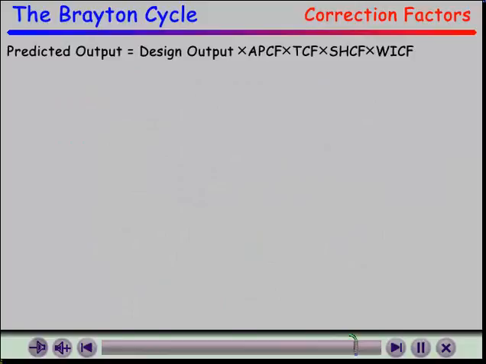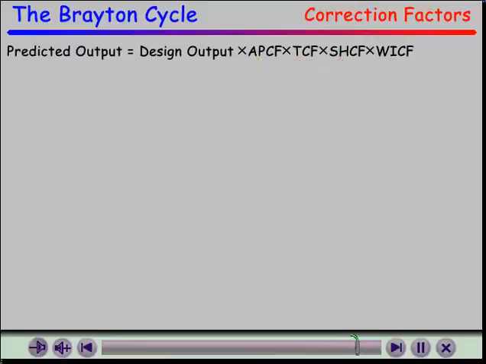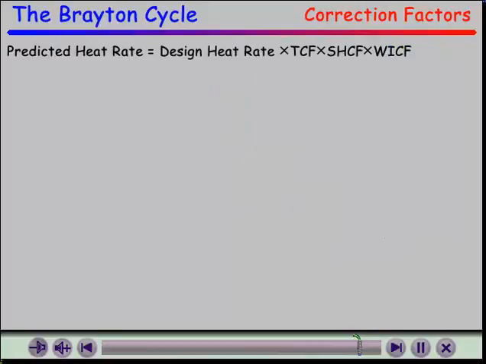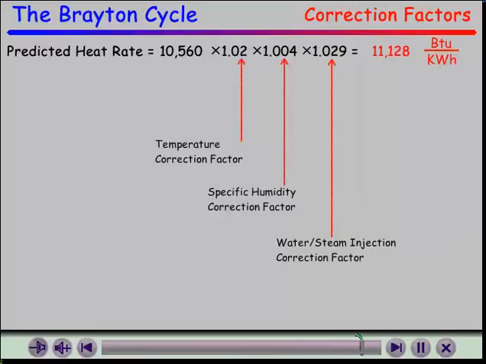The predicted output is equal to the design output multiplied by all the correction factors. The predicted output for our example is 77.46 megawatts. The predicted heat rate is determined in the same manner. When we multiply the design heat rate by all the correction factors, we calculate the predicted heat rate to be 11,128 BTUs per kilowatt hour.